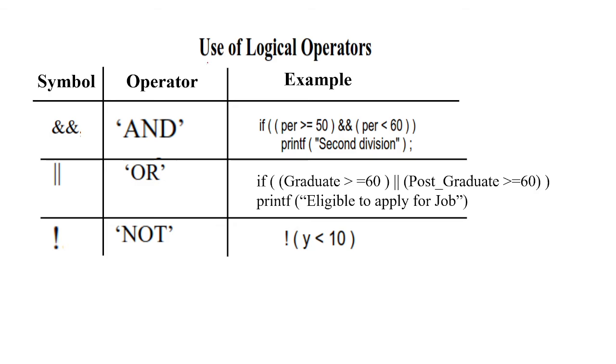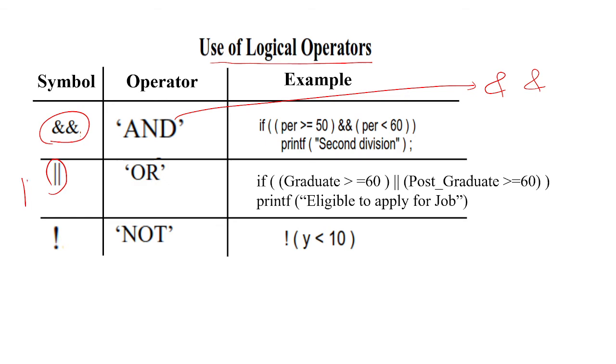Next is use of logical operators. We have three logical operators here. First one is the AND. We have to write two times the AND symbol, and it will work as the AND operator. Here we have to write double lines, and it will work as OR operator. And this symbol is for NOT. All these operators are the logical operators.